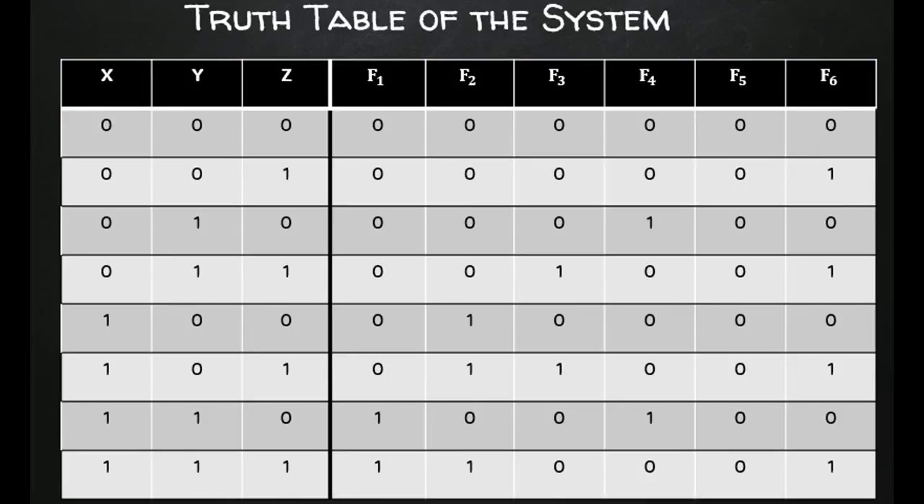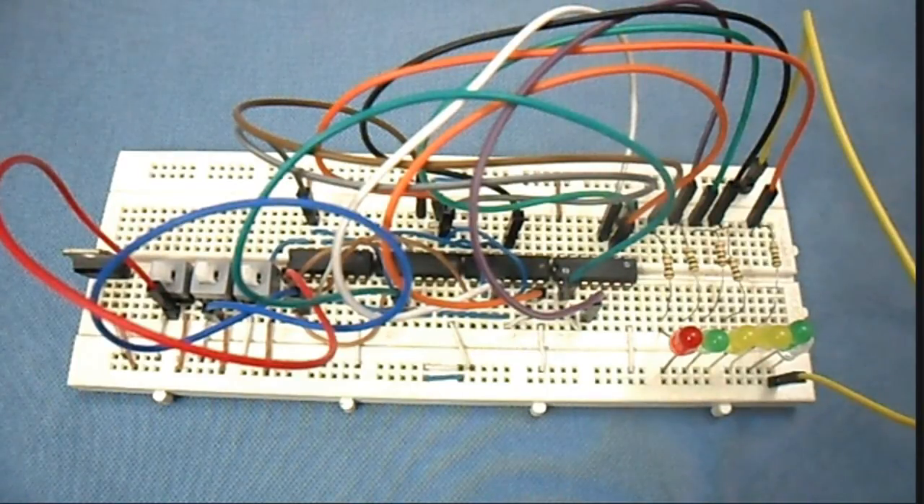You can see the truth table that we have used in our circuit. Here XYZ is the input and F1, F2, F3, F4, F5 and F6 are the outputs. After connecting all the ICs with wires, and the switches and the LEDs with resistors, the circuit looks like this.